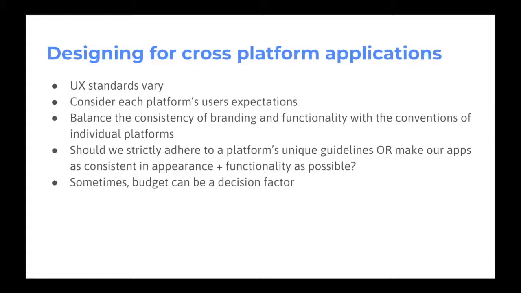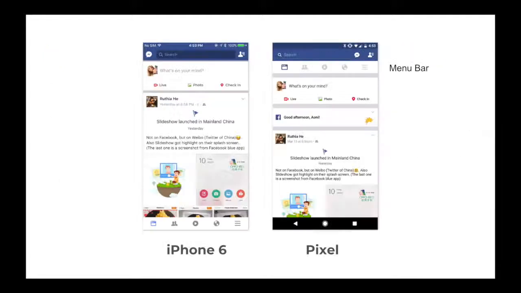There's always the question of, should you strictly adhere to a platform's unique guidelines or make the apps as consistent as possible in appearance and functionality? You kind of want to toe that line and tread right in the middle and figure out with certain interactions what's more important, because obviously consistency is important, but you don't want to have an interaction that doesn't make sense to a certain user. Sometimes budget can be a decision factor, so that can rule out certain decisions for you or help make them easier to make. A few examples.